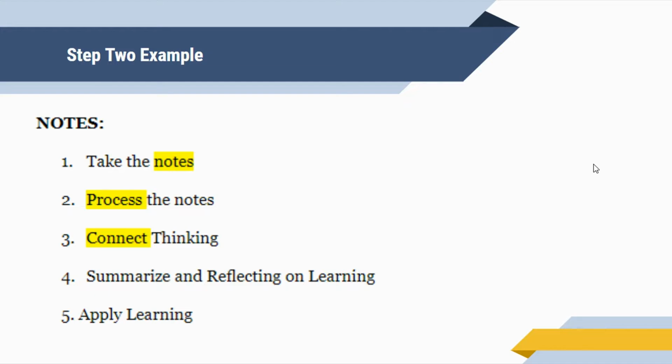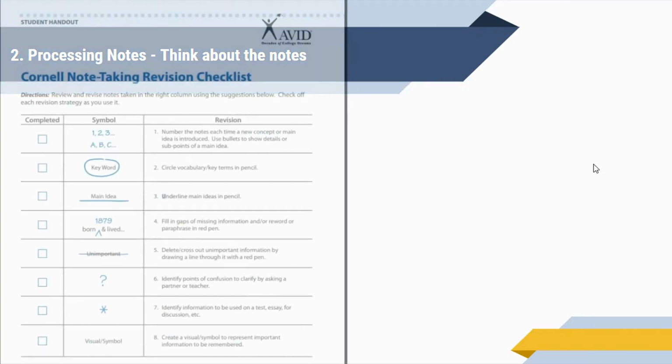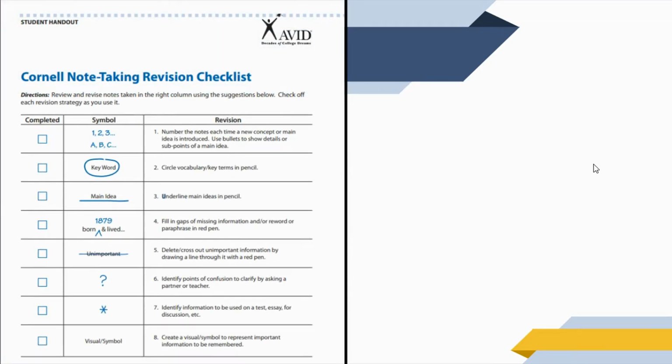So if you did your notes digitally, your processing might look something like mine, where I'm going through and I'm highlighting key terms. So here I've chosen to highlight notes, since that is the topic of everything that I've written down. I've also highlighted process and connect, since those are the terms for those steps. These aren't the only things that I would highlight on the given slide, but those are just some things to get you thinking. If you did your notes on paper, you can use this Cornell note-taking revision to guide your revisions.